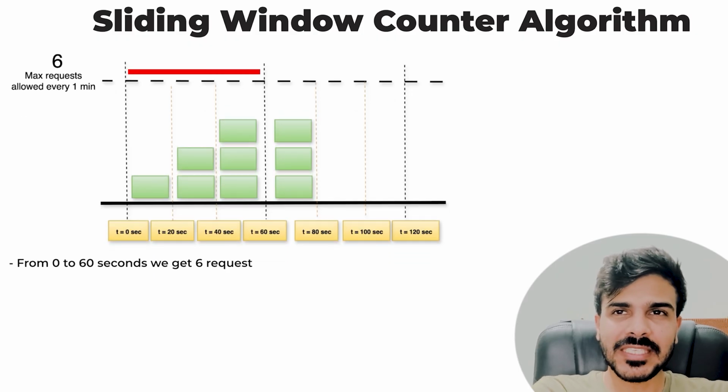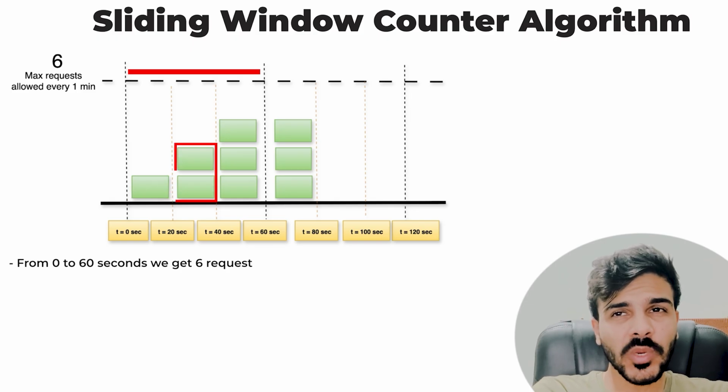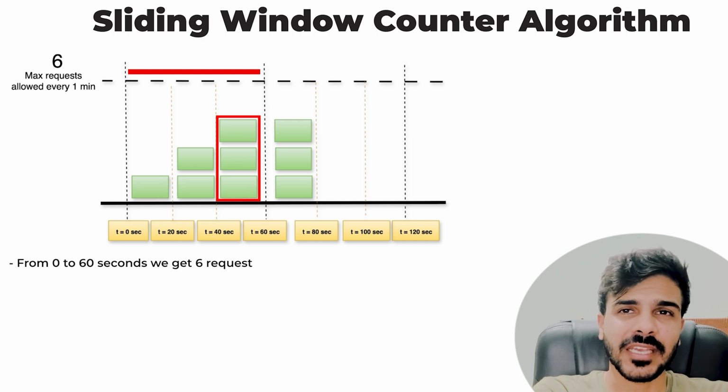From 0 to 60 seconds, let's say we get 6 requests. We got 1 request from 0 to 20 seconds. We got 2 requests in the range 20 seconds to 40 seconds. And then we got 3 requests in the range 40 seconds to 60 seconds.